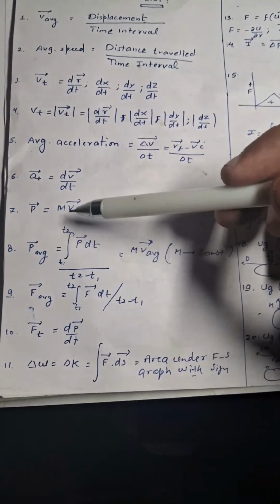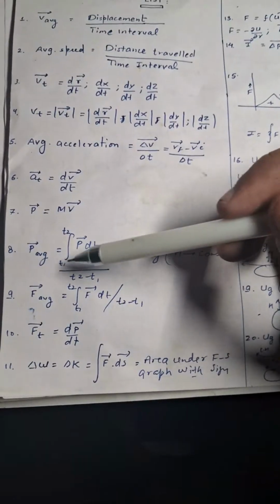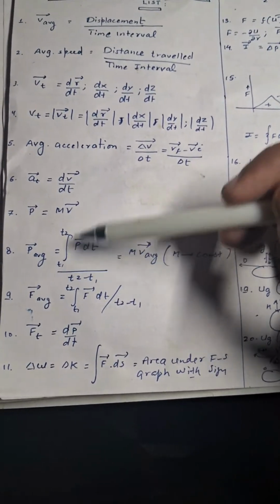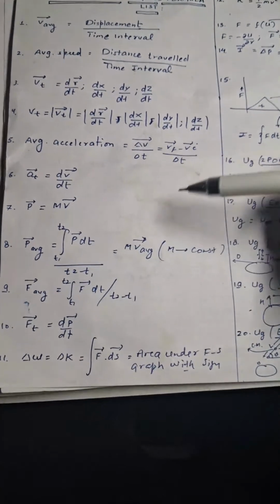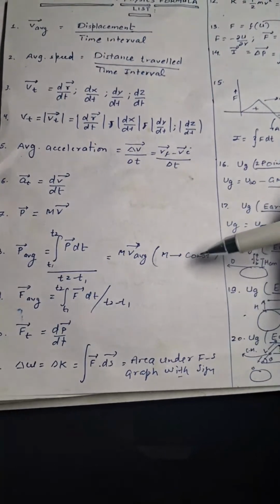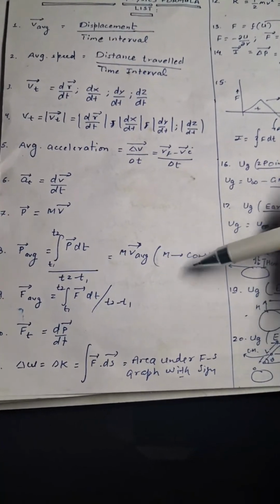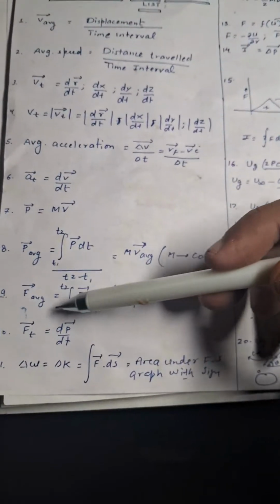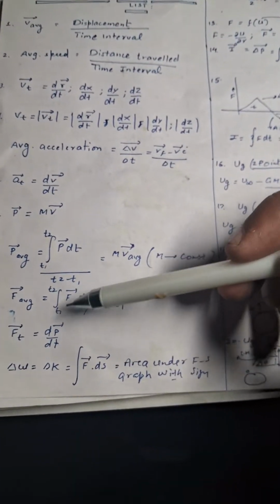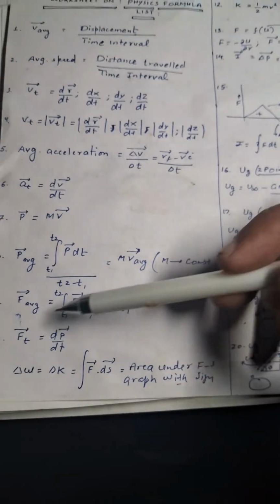Then we have momentum is equal to mass into velocity, average momentum as integration p dt t1 to t2 by t2 minus t1, and this is also equal to mass into average velocity, and we assume that mass here is constant. Then we have average force, so it is integration f dt t1 to t2 by t2 minus t1. It can also be written as dp by dt.